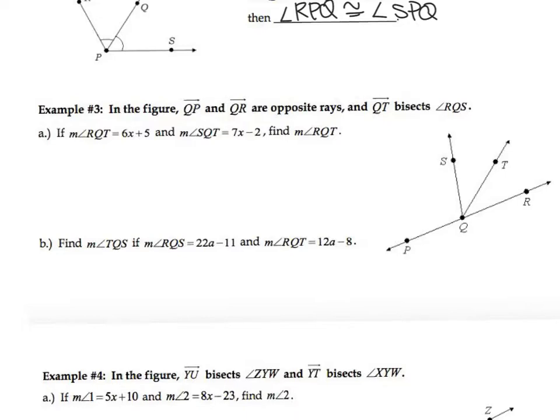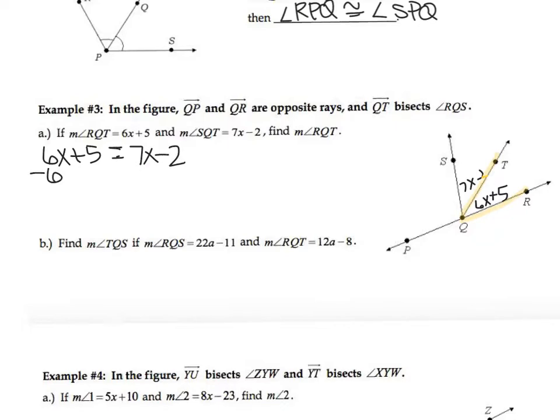So angle RQT is 6x plus 5, and the measure of angle SQT is 7x minus 2. We want to find the measure of angle RQT. We're going to use the fact that QT is an angle bisector, so we know that the two angles we're given have the same measure. So we know that 6x plus 5 is going to equal 7x minus 2.